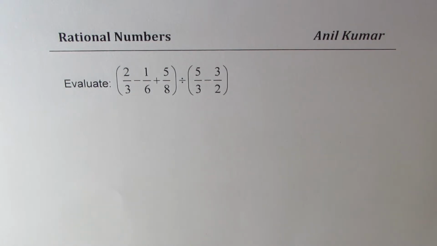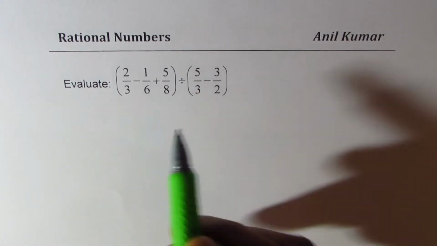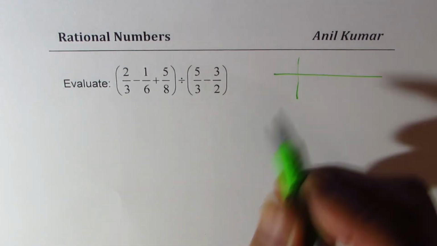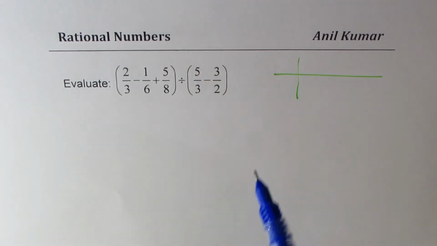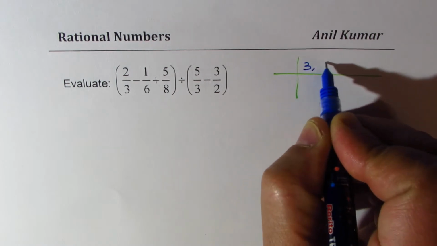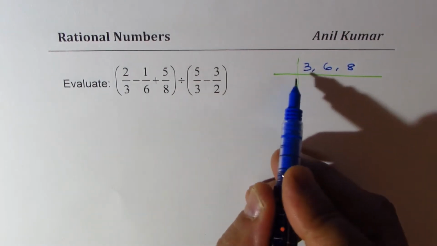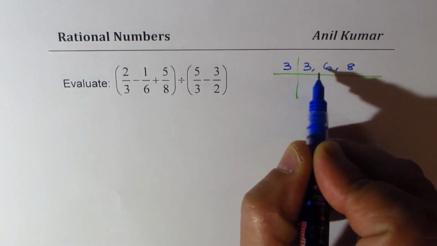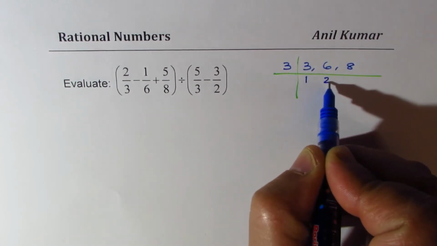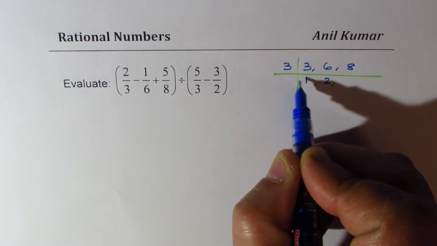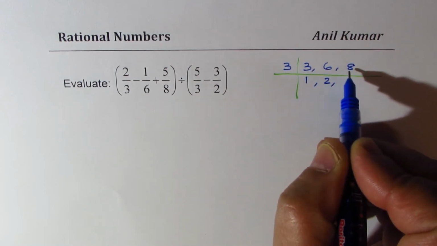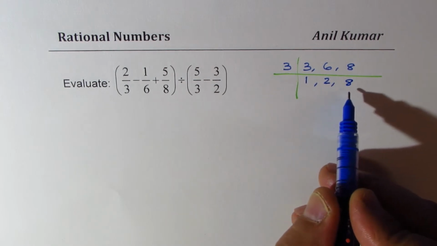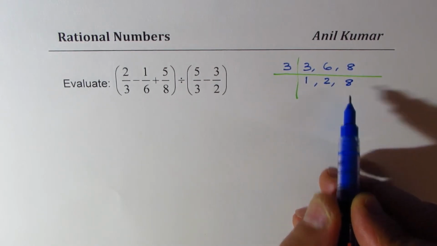Now, in the first term, we have 3, 6, and 8 as our denominator. So we need to find a common denominator. How do we find it? 3, 6, and 8. So we could divide by 3. Only two numbers get divided. 1 times 3 times 1 is 3. 3 times 2. 8 cannot be divided. So we'll just write it as such. Now this is the ladder division method to find LCM.